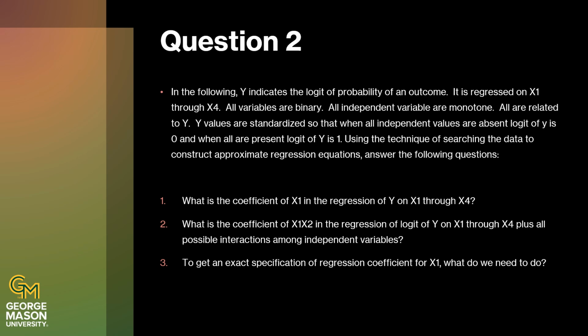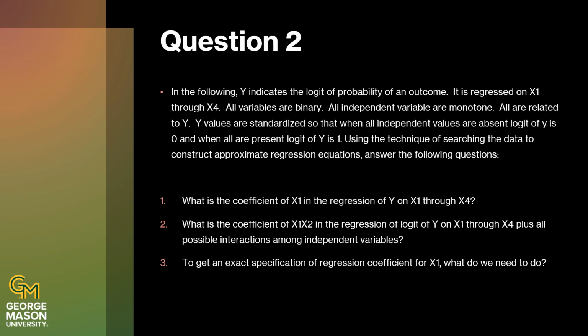Now, y values are standardized so that when all independent values are absent, logit of y is 0, and when all are present, logit of y is 1. Using the technique of searching the data to construct approximate regression equations, answer the following questions. So we can see that values here have viable characteristics.